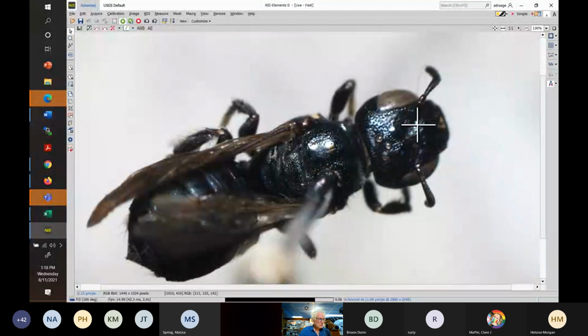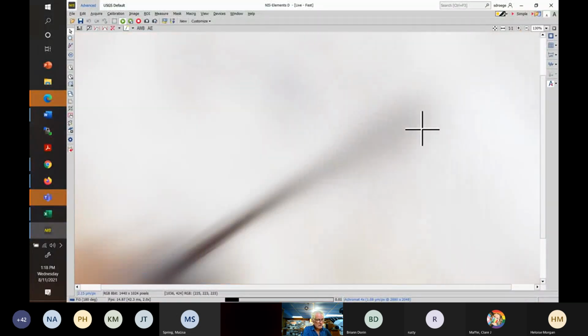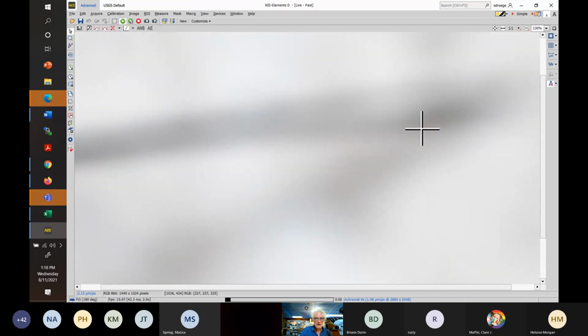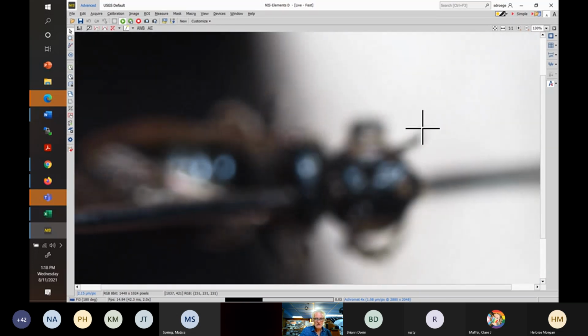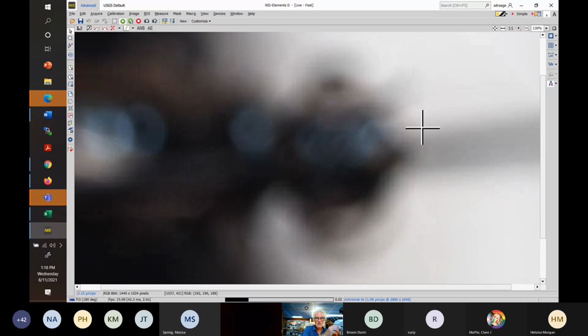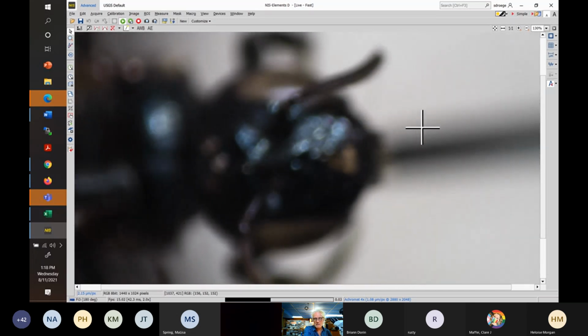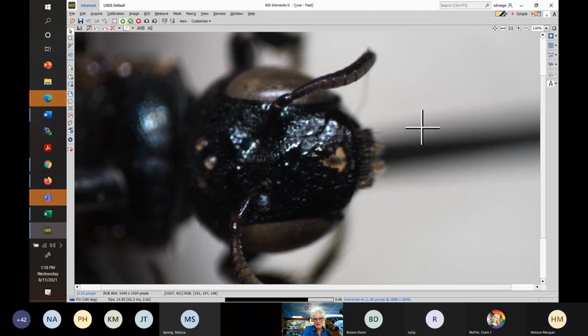I'll shift this here so we can look at it. This is a female. As a bonus, we will get into this, because so many people have issues with Ceratina identification at the species level because it's nuanced. What isn't nuanced in bees, though?